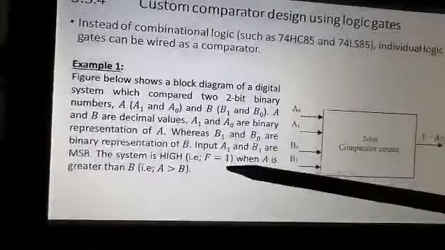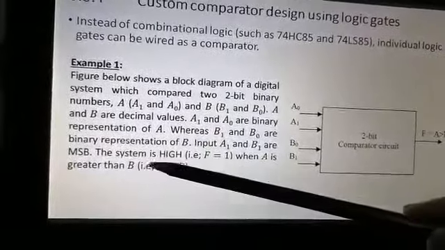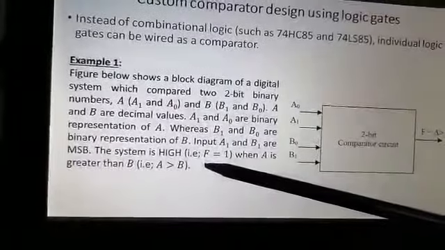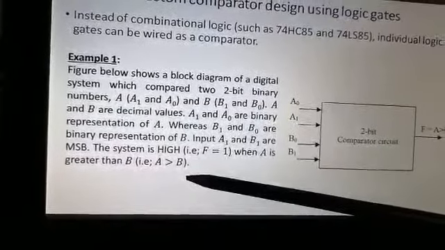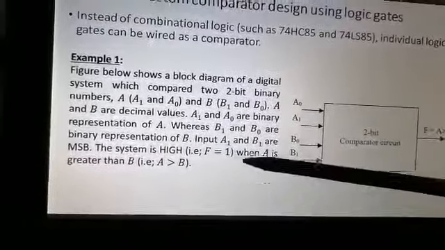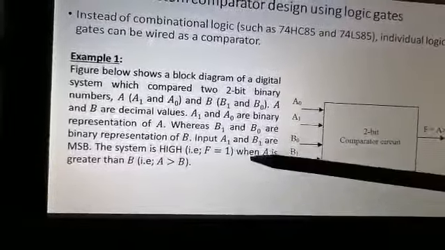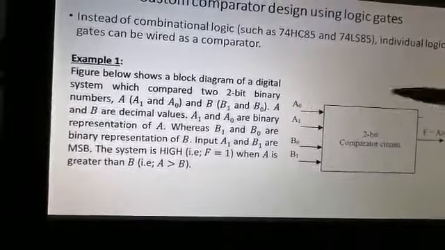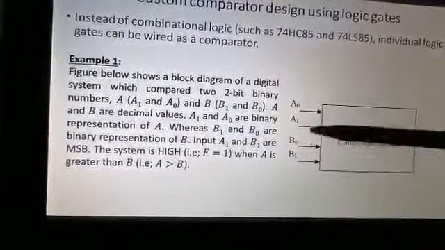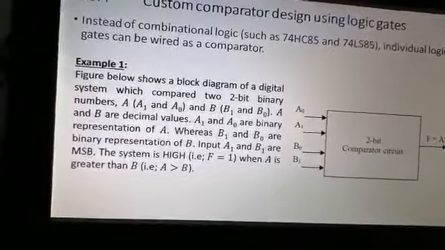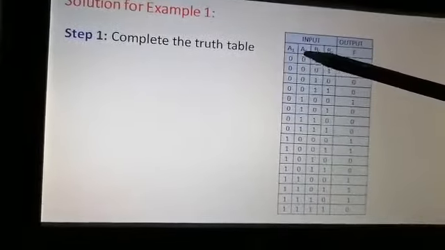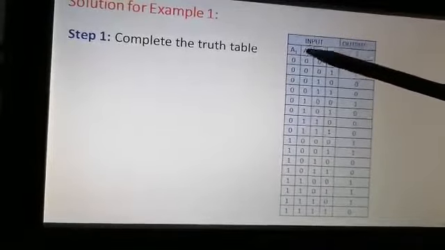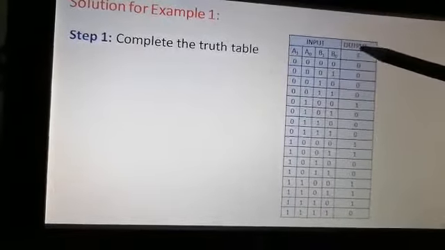For example, the output will be high when A greater than B. That means the output will be 1 when A is greater than B. Here we have 4 inputs and the output. In this step we have to draw the truth table. This is the truth table of 4 inputs, for inputs A1, A0, B1 and B0, and then this output.